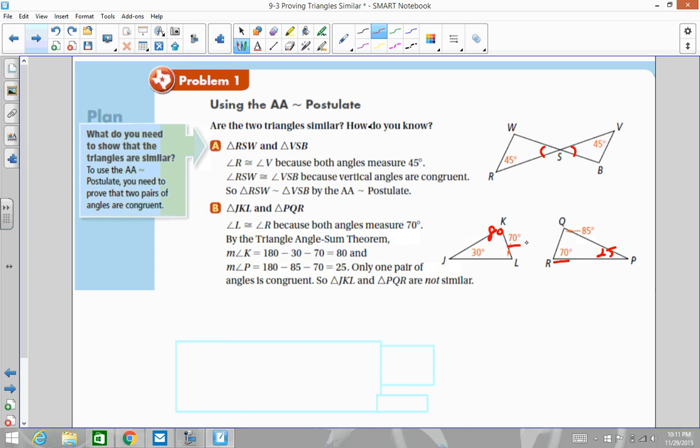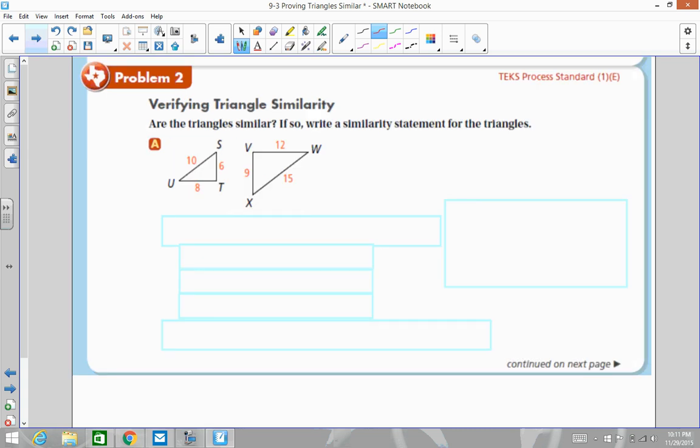All right? All right, so verifying triangle similarity. So are these two triangles similar? So we need to set a proportion up and check each set of sides to see if they're proportional. How do you know which side to match with each other? Well, that should be common sense. Smallest side, smallest side. Middle side, middle side. Larger side, larger side.